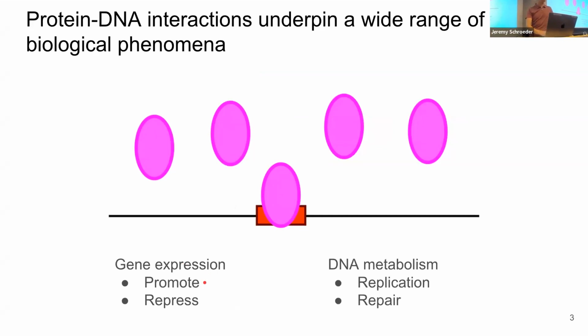It could promote gene expression by recruiting RNA polymerase. It could repress gene expression by blocking RNA polymerase recruitment or blocking its progression along the DNA. If it's involved in any number of DNA metabolic pathways, such as DNA replication, it could promote or inhibit DNA replication. It could engage in DNA repair. The point is, all these processes you see here, and many more that you could imagine, are underpinned by protein-DNA interaction. And these protein-DNA interactions will, in large part, define the behavior of many of these biological processes. So throughout biology, protein-DNA interactions are essential for us to understand whatever process we're studying.